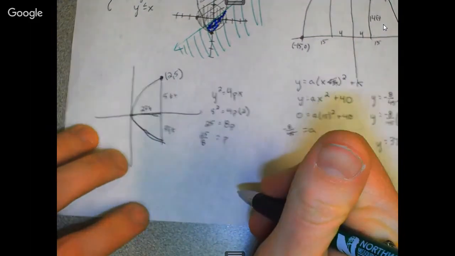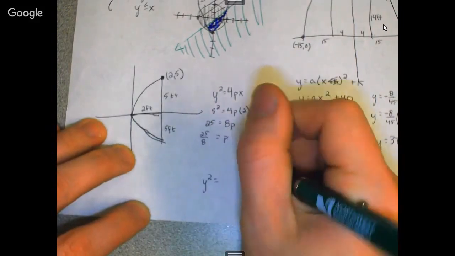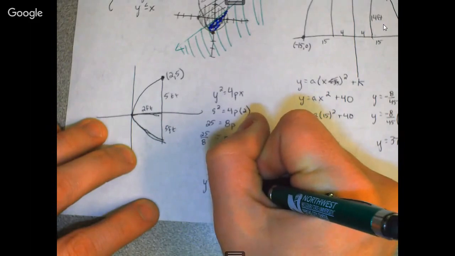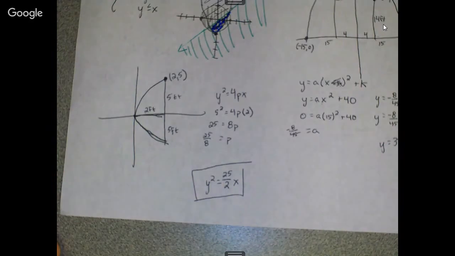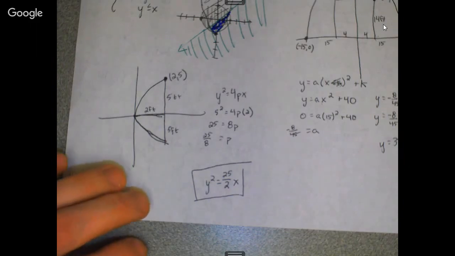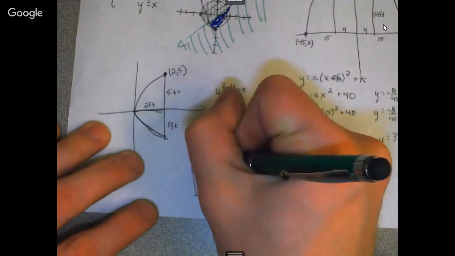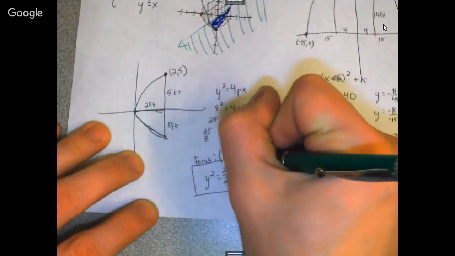Okay, so now my equation is y squared equals 25 over 2x. So that's the equation that governs the satellite. Okay, and we're going to use that to find the focus. The focus in this case is p comma 0. I'm just using that handout I gave you to find that. So your focus is 25 over 8 comma 0.